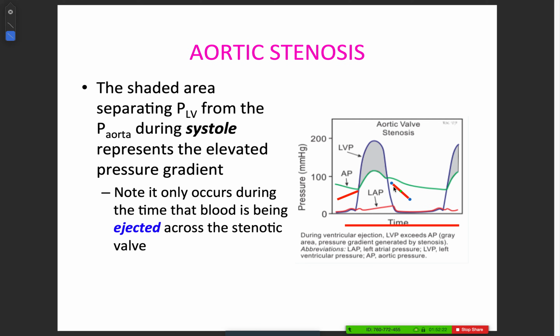Now, in aortic stenosis, we have something very, very different. In aortic stenosis, the valve opens, great, but then the pressure continues to increase in the left ventricle, okay? However, the pressure inside the aorta only increases a little bit relative to the left ventricle, okay? And the reason for this is because that left ventricle is having to generate a lot more pressure and a lot more force to get through that stenotic valve, okay?